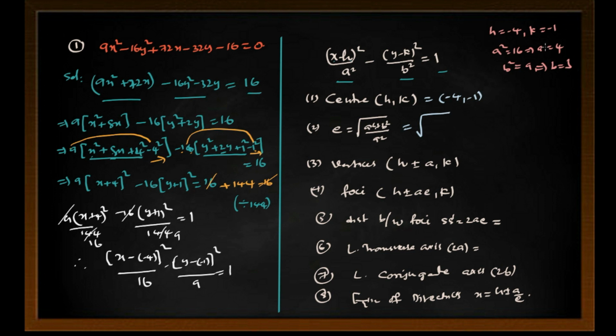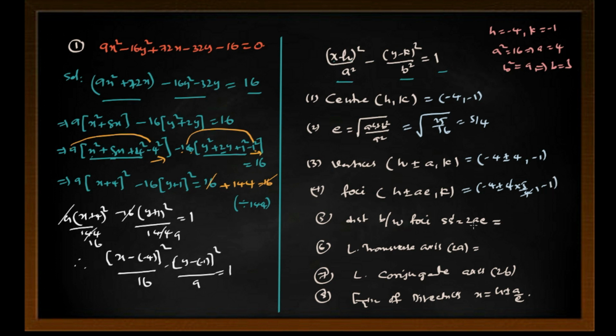Eccentricity: square root of (a square plus b square) by a square, 16 plus 9 is 25, 25 by 16, that is 5 by 4. Next, vertices: h plus or minus a, h is minus 4, a value is 4, comma k is minus 1. Minus 4 plus 4 is 0. So we can write 0 comma minus 1 and minus 4 minus 4, that is minus 8 comma minus 1. And foci: h is minus 4 plus or minus ae, a is 4, e is 5 by 4, 4 get cancelled, comma minus 1.